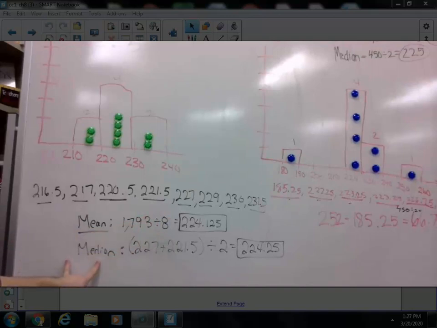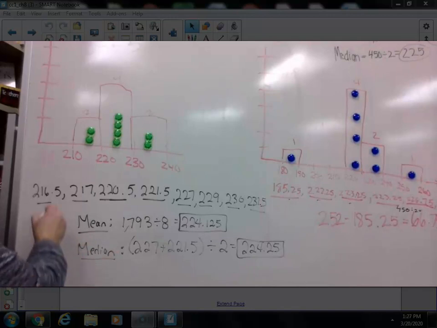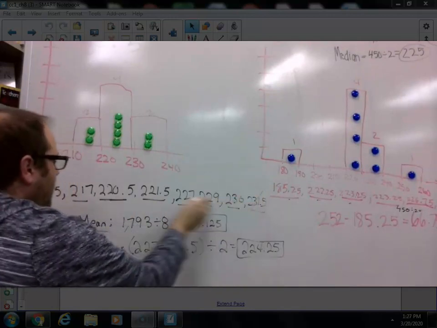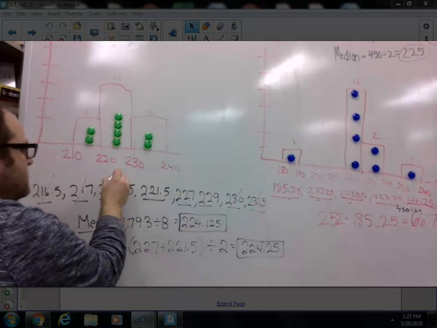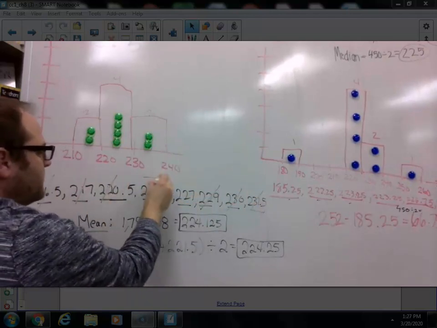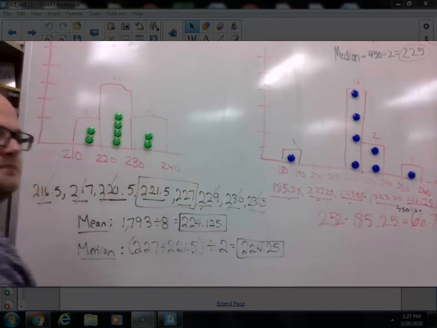The median, remember the median is like the middle number. So let's go ahead and use Ms. Lanzo's strategy. So we cross off the first and the last and the second to last. And eventually we find that in the middle we have 2 values.